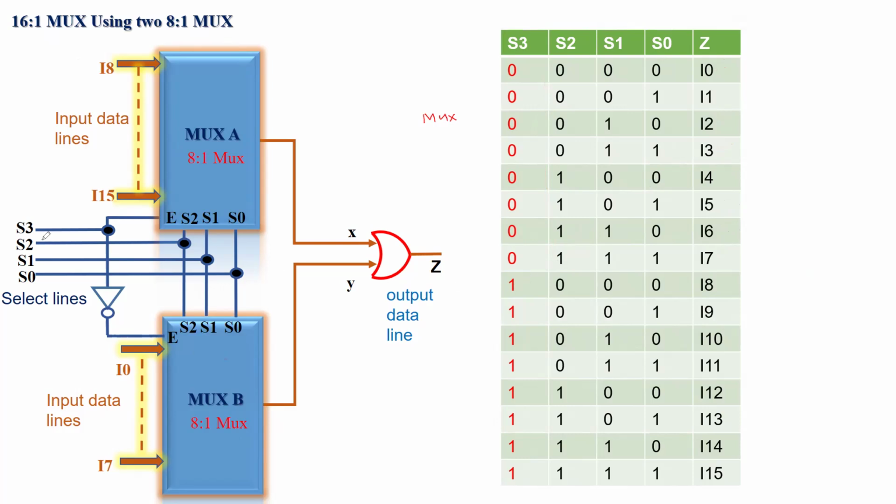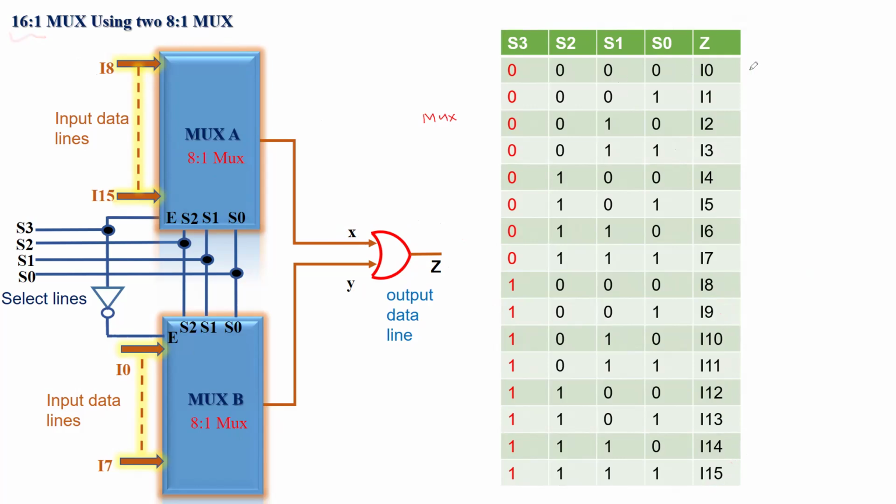On the contrary, when S3 is equal to 1, enable is equal to 1, this chip is turned on, this chip is turned off. When this is the case, for the final 8 rows, again you have 8 possible combinations of S2, S1 and S0. And again here I8, I9 or any one of them gets reached to the output. That's why Z is equal to logical X or Y. So either you have X or Y, and that makes your final 16:1.